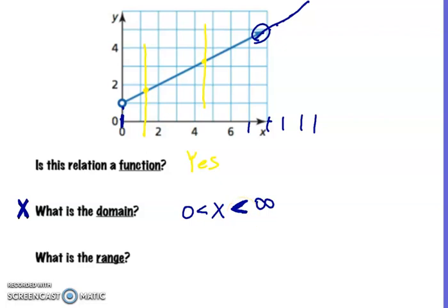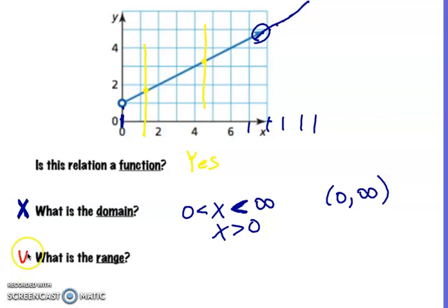Another way to write this is interval notation. Again, you just do 0 all the way to infinity, parentheses both sides. There's actually a third way you could do it. You could just simply say x is greater than 0, because it's all the numbers greater than 0, and that would be the easiest way to actually write this. Now, what is the range?